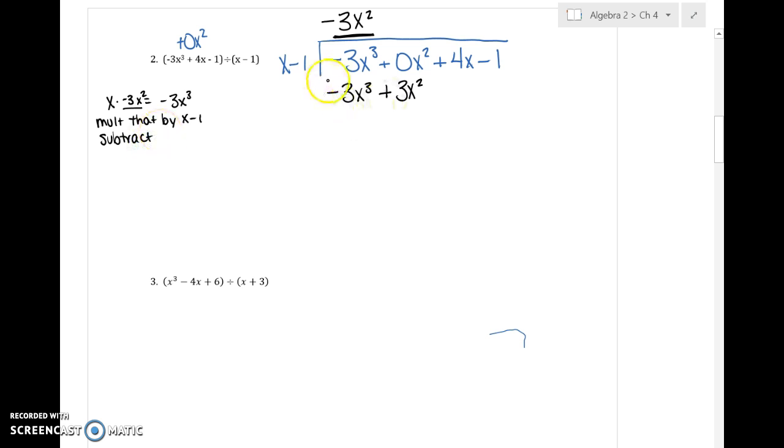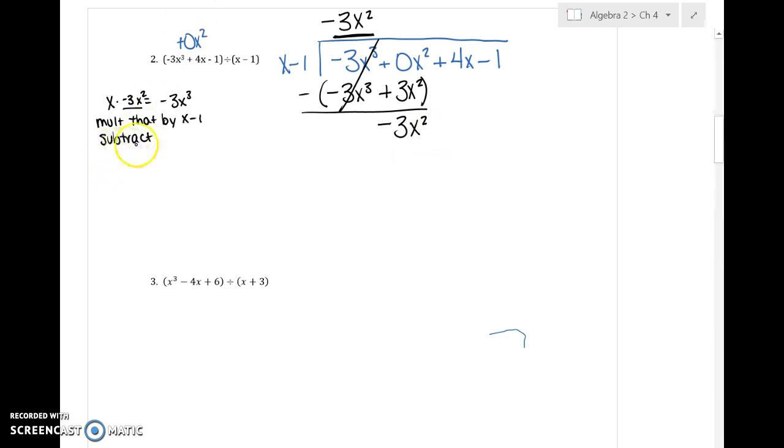We subtract, and I like to put parentheses around the one on the bottom with a minus sign to remind me that you have to subtract both of them regardless of what signs are in there. Negative 3x to the third minus negative 3x to the third, that cancels. It should cancel. If it doesn't, you did something wrong. What about the next part? 0x squared minus 3x squared. Negative 3x squared.